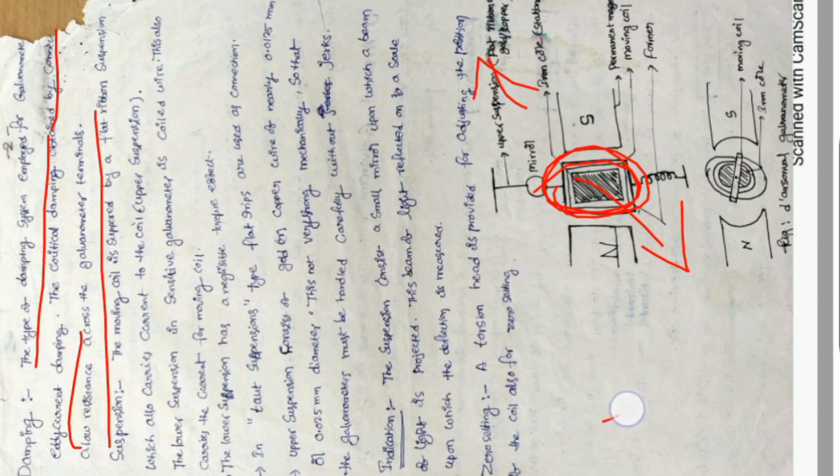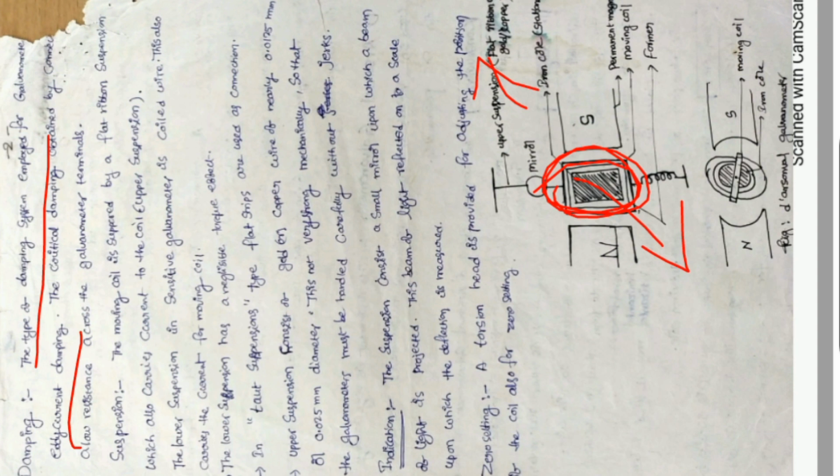By connecting a resistance. That is, in control systems we use zeta. If zeta is less than 1, greater than 1, or equal to 1, it is under damped, over damped, or critically damped, like that. By connecting a resistance it will obtain critical damping.